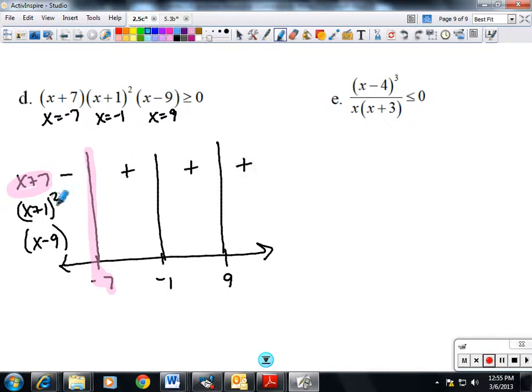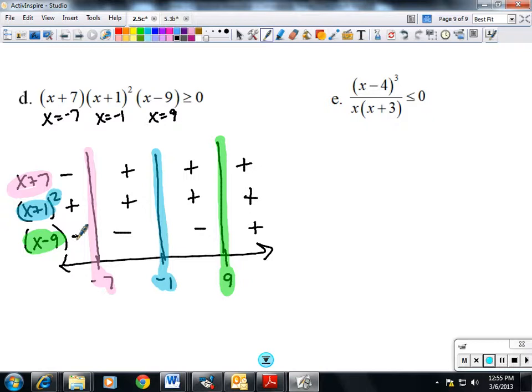You got to be careful right here. Why? Because it is squared. It goes with the negative 1, but it's squared. So what is it? It's always positive. And then x minus 9 goes with 9. So it's going to be negative till it gets there, and then change to positive. 2 negatives make a positive. 1 negative makes a negative. Negative, positive. And this is positive infinity.